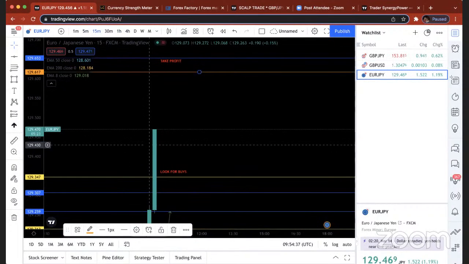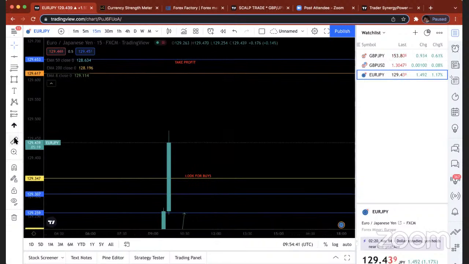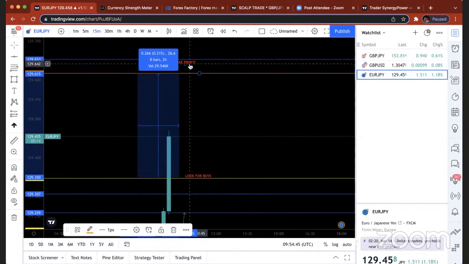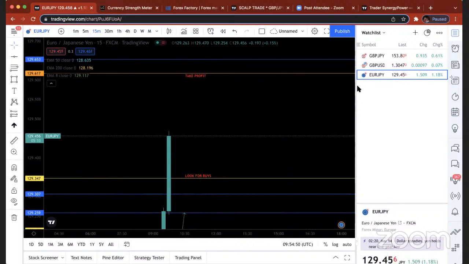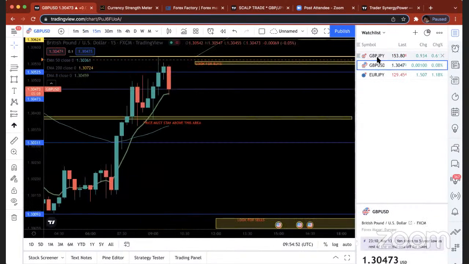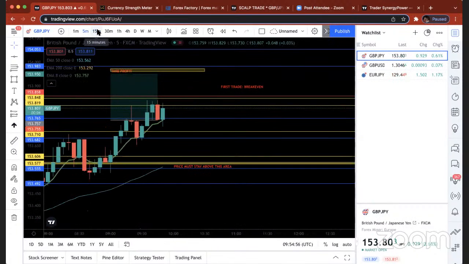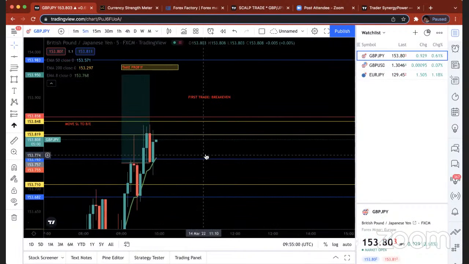Wow. Got into the wrong JPY pair. Look at that. This might fly right up to here. 26 pips. This is where I probably would have got out on that. But I'm just working on this pair, you guys. That's crazy. All right, boom.